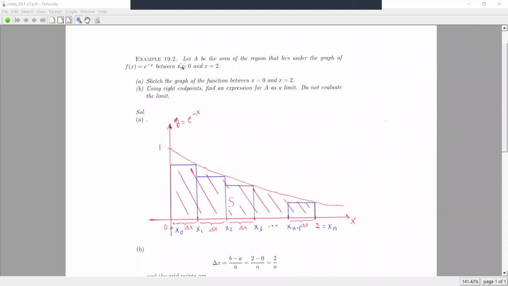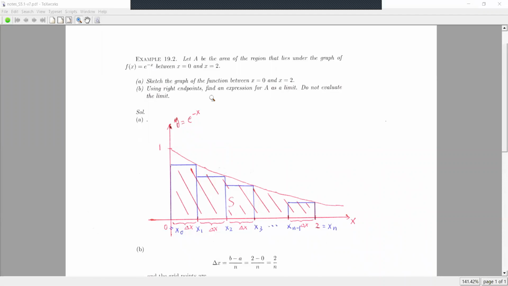Example 2. Let A be the area of the region that lies under the graph of this function and between 0 and 2. Question A. Sketch the graph of the function between 0 and 2. B. Using right endpoints, find an expression for A as a limit.